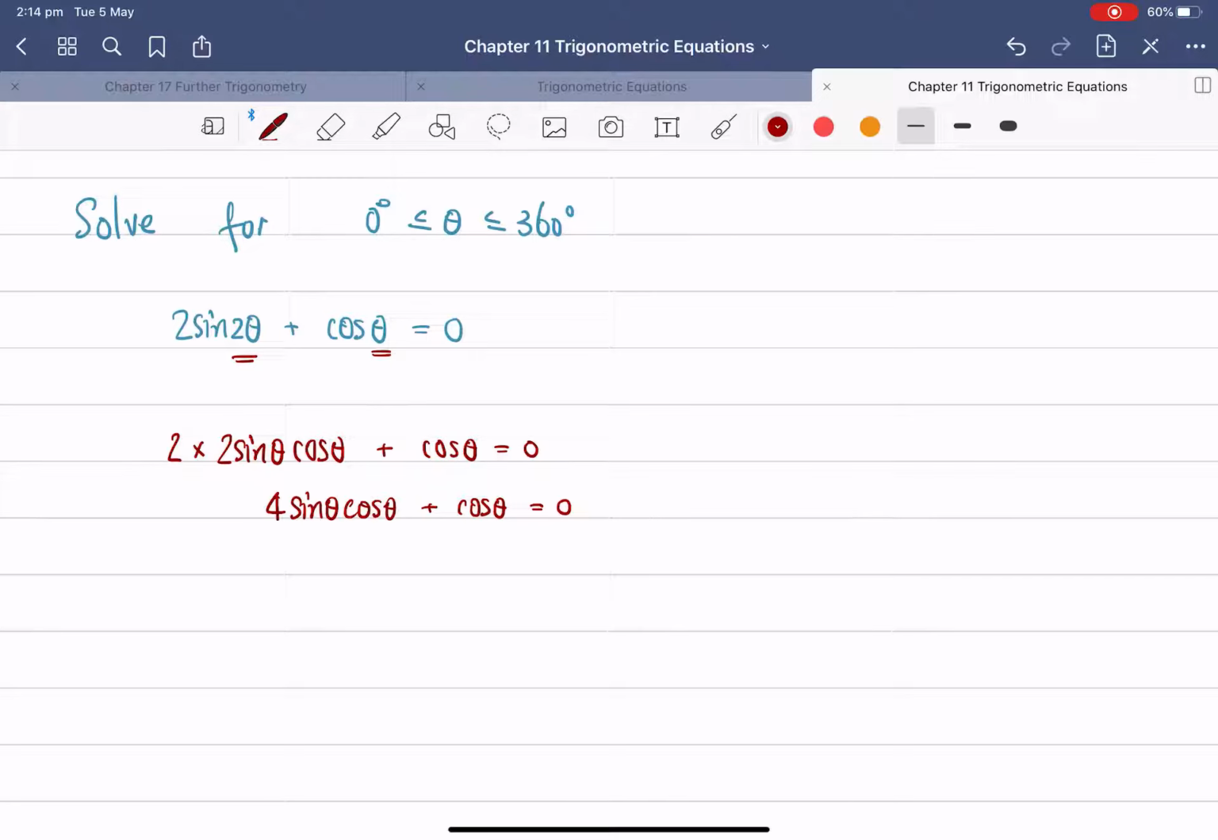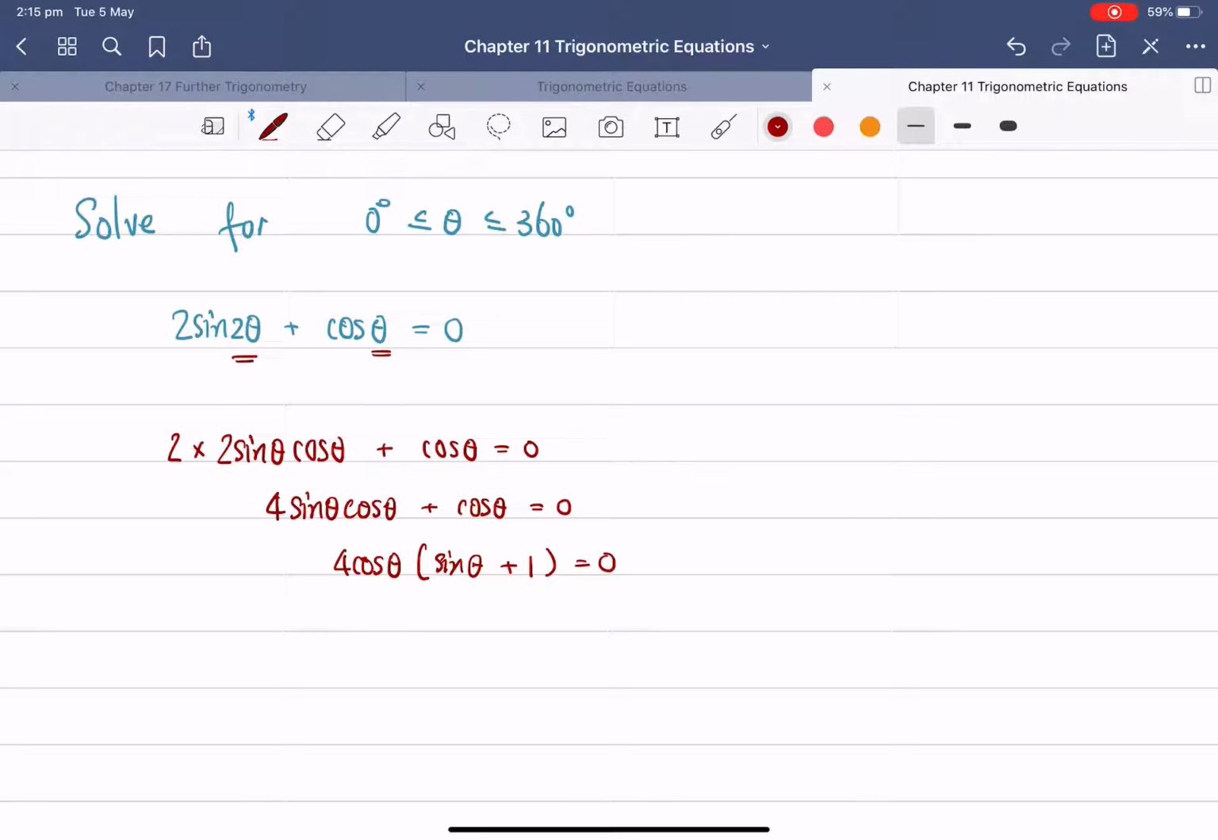Now once you get to this point, the rest of the steps will be just factorizing. So you take the 4 outside, so that becomes 4 cosine theta bracket sine theta plus 1 equals to 0. Okay, sine theta plus 1 equals to 0. And then from here, you should be able to solve the question quite easily. Once you get to this point, all you have to do now is use the normal algebra method to solve the question.